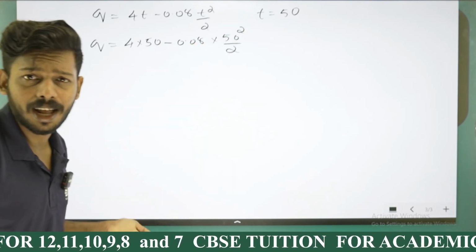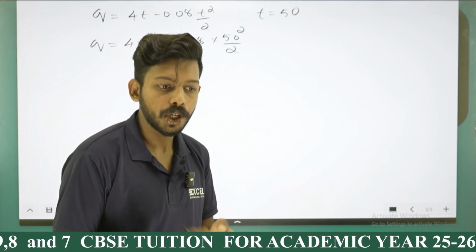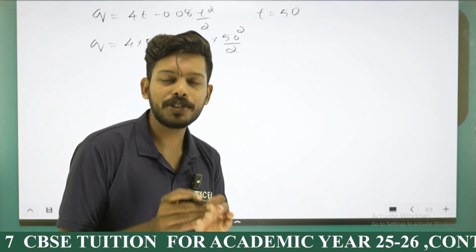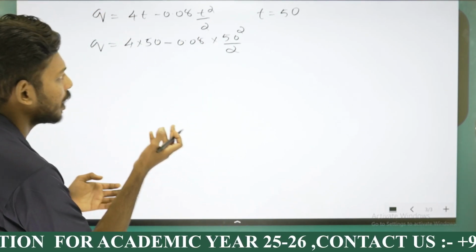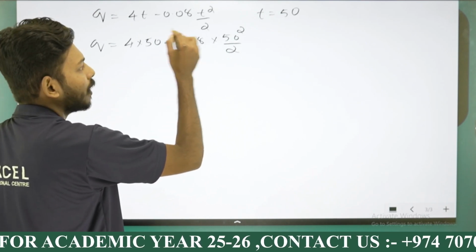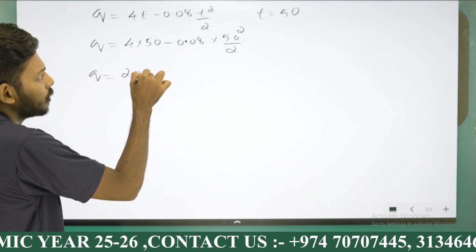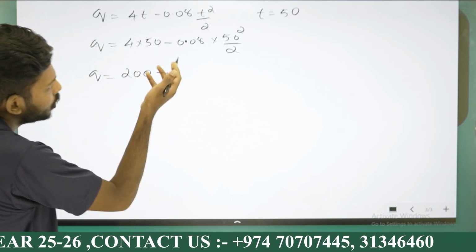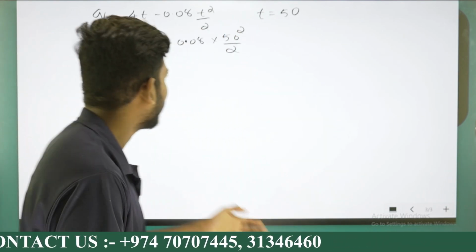Simplifying these terms is actually a basic mathematical skill that you have to develop. You are studying in the 12th standard, so you should know how to simplify these terms. It's not a matter of discussion. Q is equal to 4 into 50, which is 200, minus, I would like to simplify. You can do it in a simple way, so I'm just explaining it.